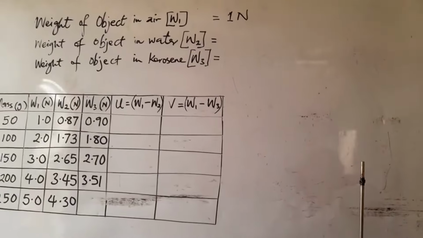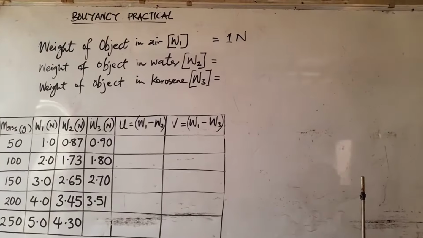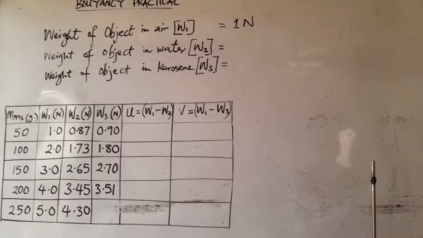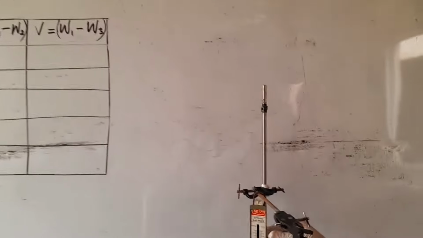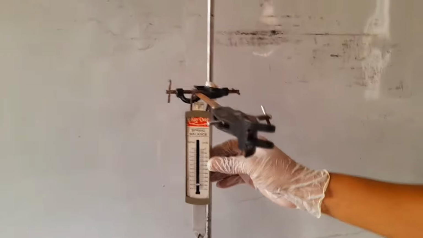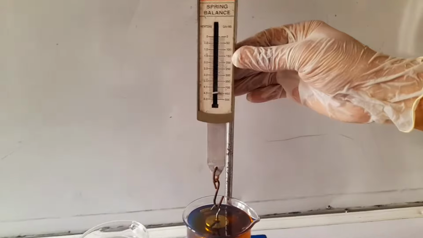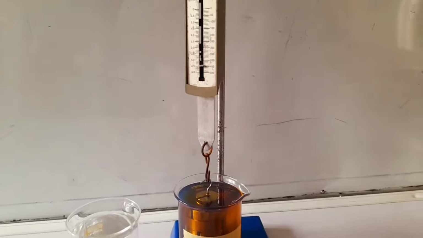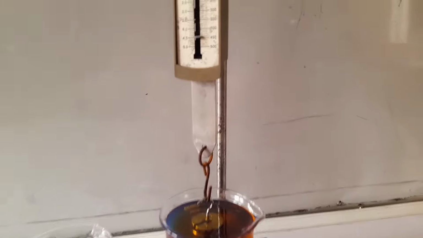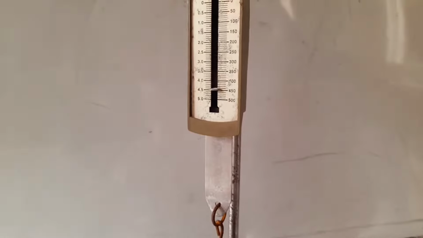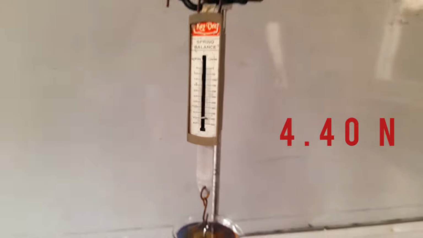And then we measure it when immersed in kerosene. We can see the value has reduced from the 5 Newton when measured in air, but of course we expected that value to reduce because of the upthrust. So we have 3.4 Newton.